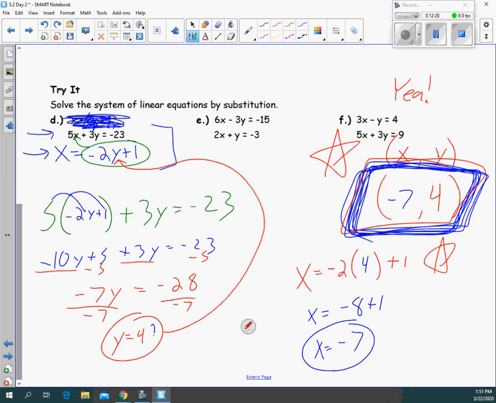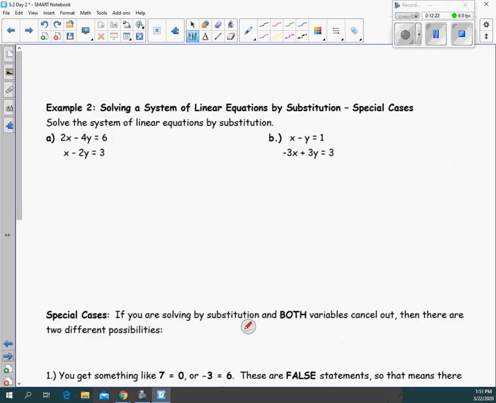Those are two examples. Hopefully they're making a little bit of sense. Uh-oh, special cases. Let's talk about these ones real quick. What should we do, A or B? Let's go with letter A. Boom. All right, first question. Do you see a variable all by itself? I do not. Therefore, I need to get one all by itself.